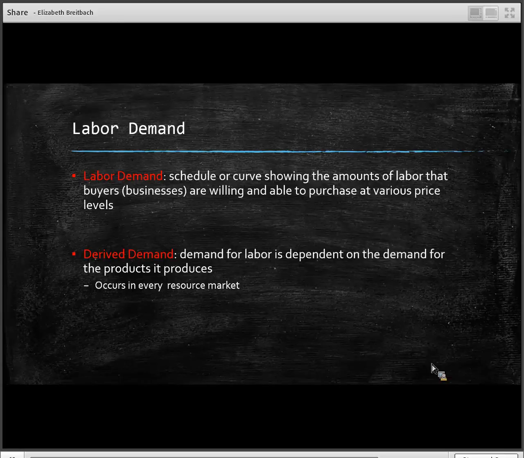So if something is in high demand, if people want to consume a lot of them, something like Apple products, the iPhone, the Mac, the iPads, there's a lot of demand for those products. And therefore the software engineers that produce that product, there's a lot of demand for their labor. And that's dependent on the demand for those products. So if all of a sudden we decided we don't want any more Apple products, the demand for some of that labor would start to disappear. And that's going to occur in every resource market, not just the labor markets. That's important to remember.